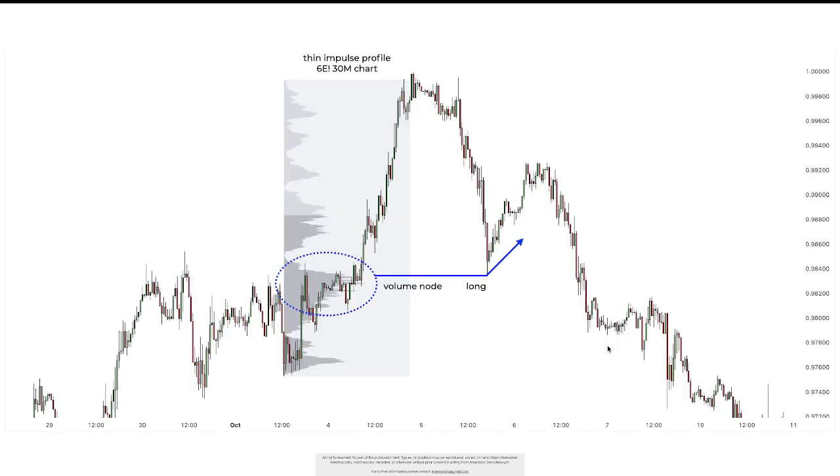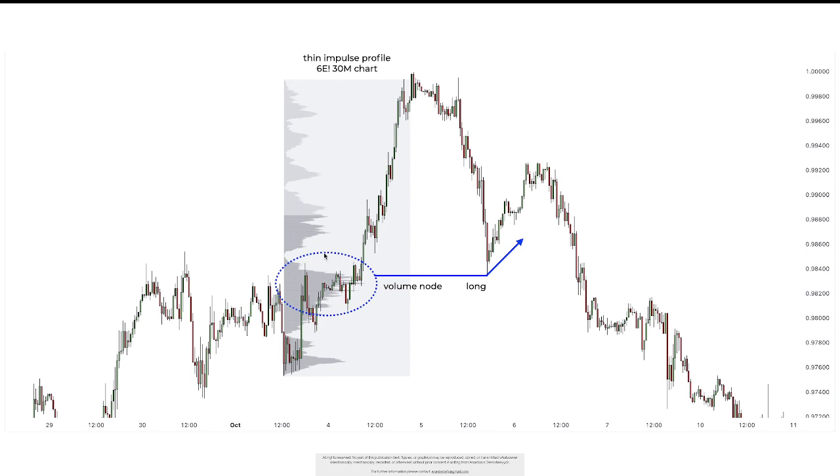Now let's continue, right? Another example of thin volume profile. Again, we see that volume is pretty equally distributed, but one volume node stands out because it's the biggest. It's even visually represented, even without point of control, as we can see. It's also Euro futures on 30 minutes time frame. If we place the vertical line, we will see that this volume node was the highest.